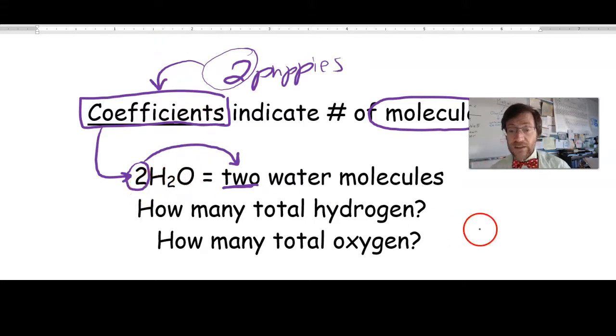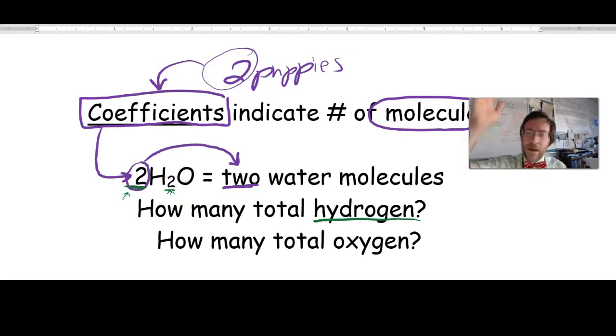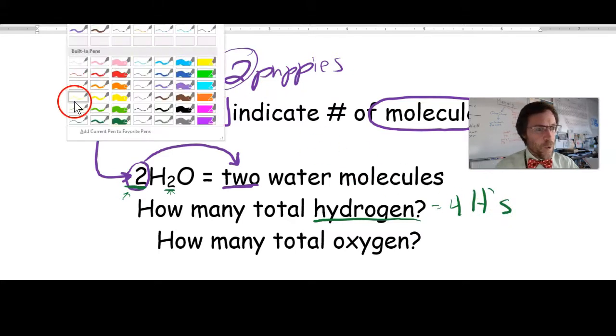Let's do the hydrogen first. There are 2 water molecules. Each water molecule has 2 hydrogens. How many hydrogens in all? Well, if each one has 2, and there are 2 of them, I think the math word we talked about is the distributive property? I don't know. Don't tell the math teachers I don't know the names of all the math stuff anyway. But that's what it is, right? It's 2 times 2, so you're going to get 4 hydrogens. Yeah? I hope that's right, because, whoo, boy, if I do that math wrong.